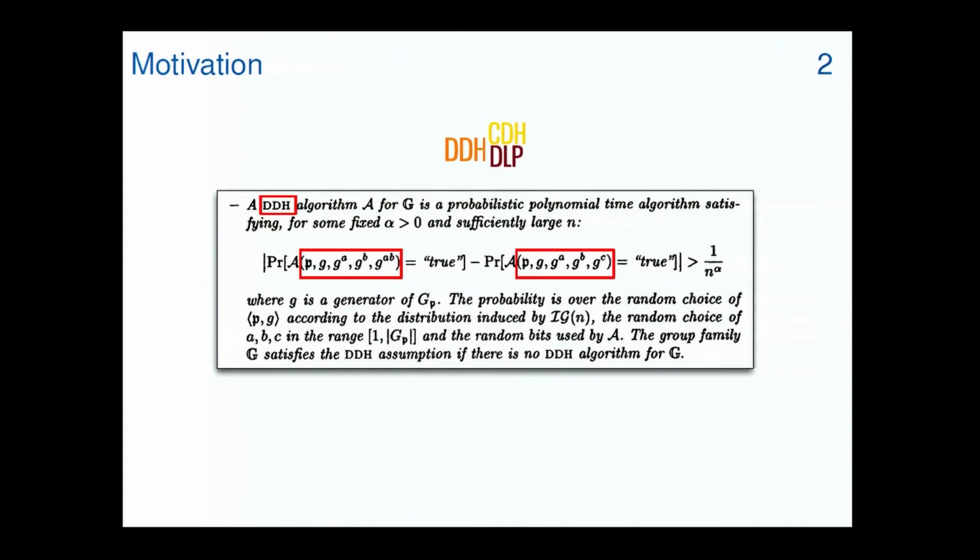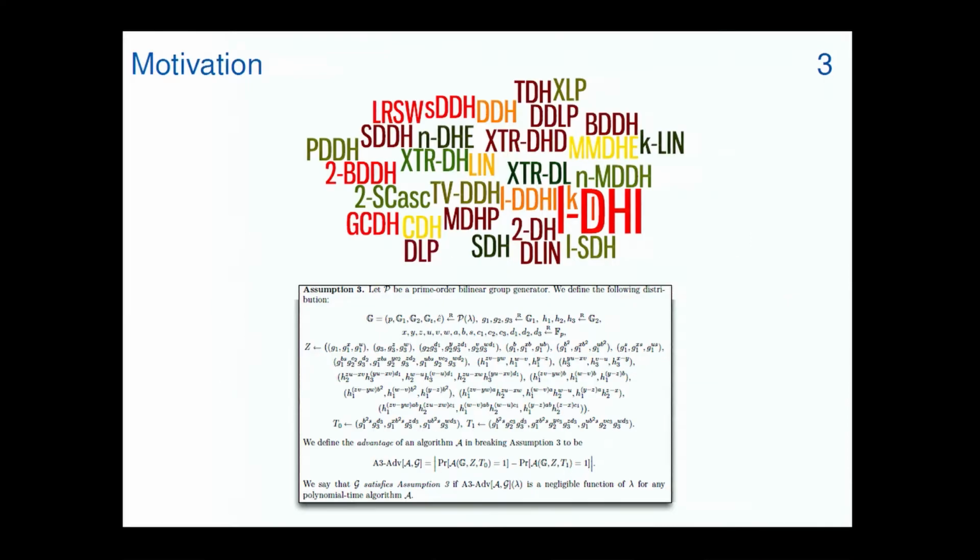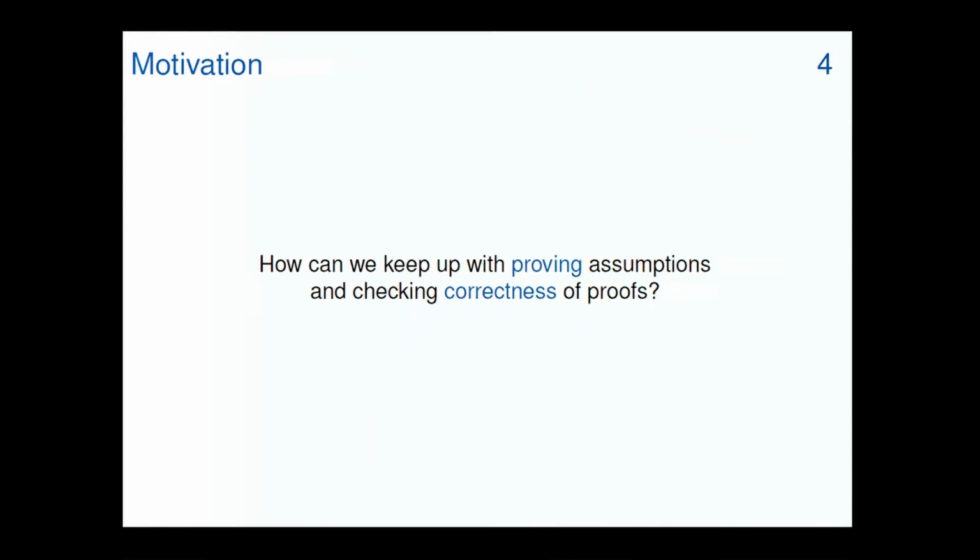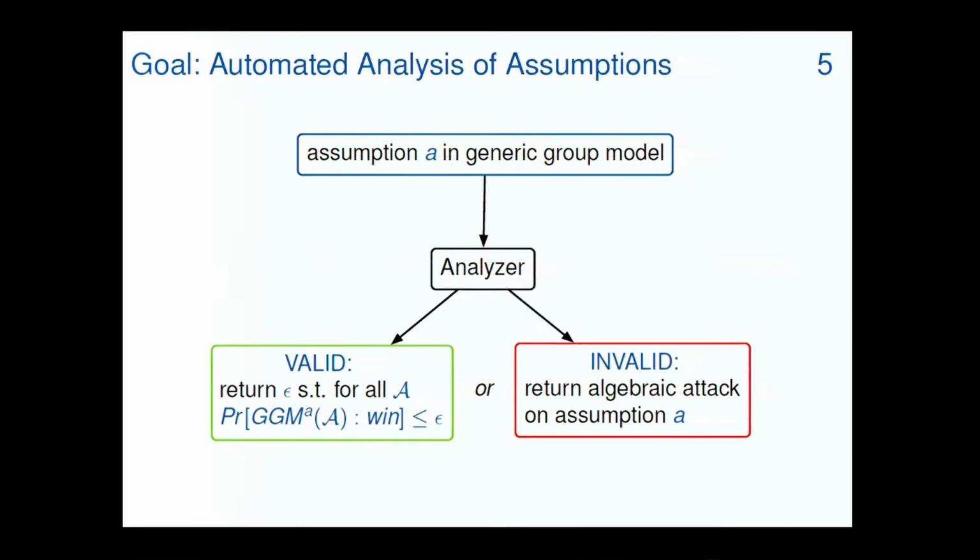So in the beginning, everything was very simple. There were a few assumptions, and the definitions of the assumptions were also more or less straightforward. Nowadays, the situation looks a bit more complicated. I'm not going to make a judgment if it's a good idea to introduce too many new assumptions, but the question I was going to ask is, how can we keep up with proving assumptions and checking the correctness of the proofs for these assumptions?